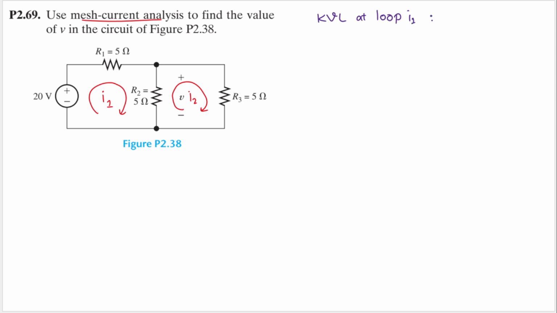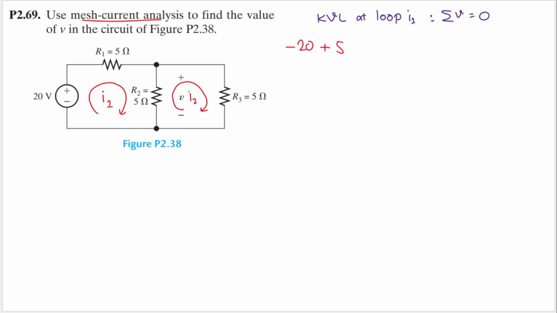KVL says that the sum of the voltages in a loop will equal 0. Okay, and now we start from this 20-volt voltage source. The current here is flowing from the negative terminal to the positive terminal. So our sign will be negative because it goes in from the negative terminal. So I will have minus, and the magnitude will be 20. Okay, minus 20, and then plus 5 ohm here, so 5.